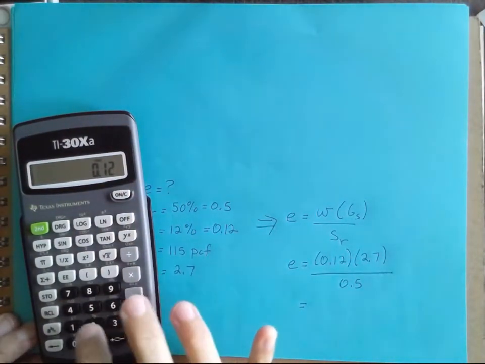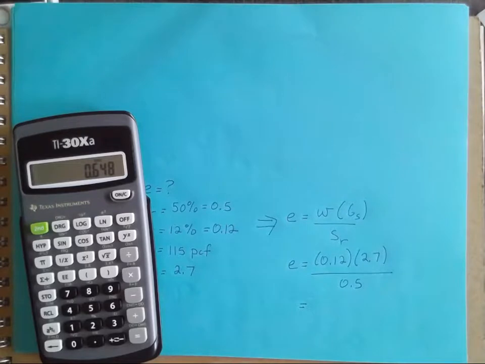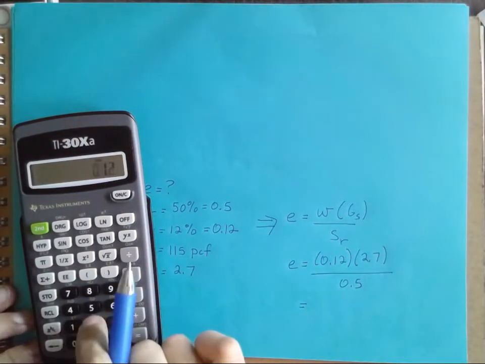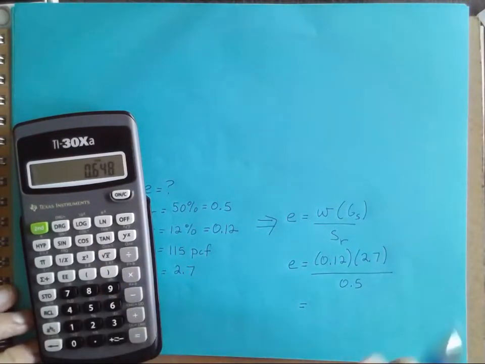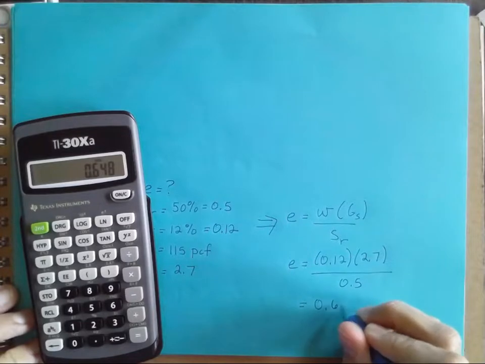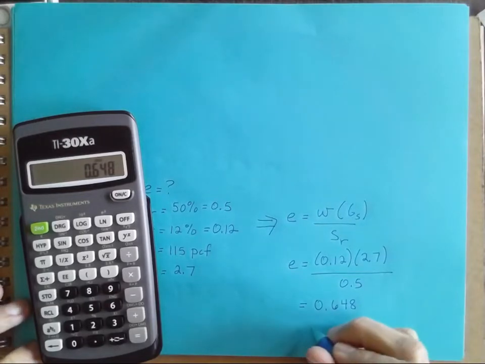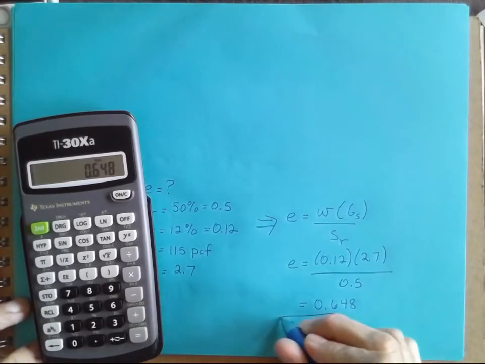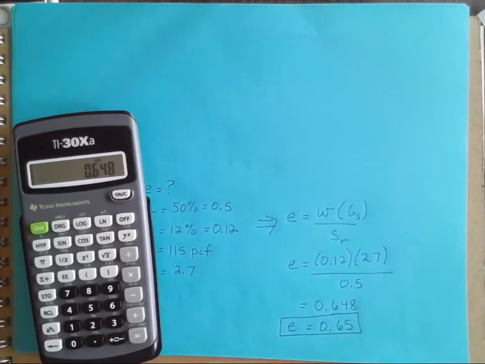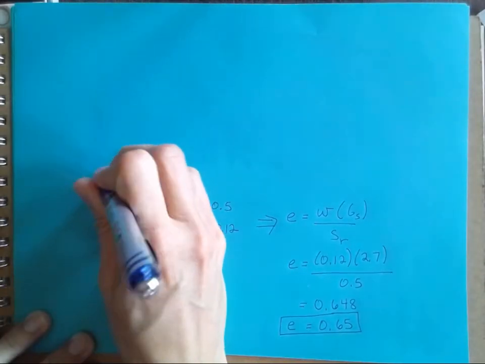0.12 times 2.7, and then take that quantity and divide it by 0.5. Let's try that one more time. 0.12 times 2.7, and take that quantity and divide it by 0.5. Yep, I get 0.648. But when I report that, I can just report it to one or two decimal places. I'll just do it as 0.65 for my void ratio E. And that is all they have to do for problem 5 on the homework. That is complete.